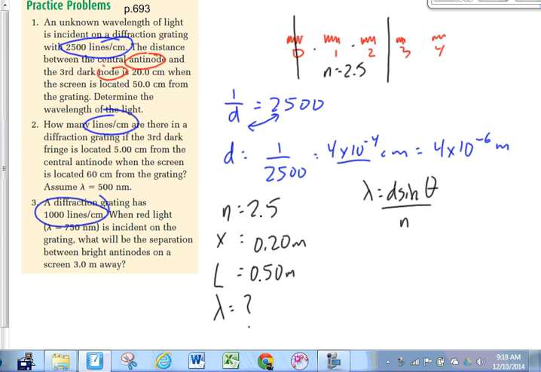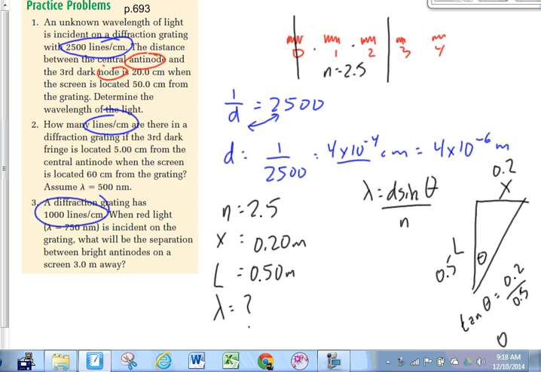We don't know what theta is, though. Well, let's draw it out. Here's L. Here's X. We know what the value of L is, 0.5. We know what the value of X is, 0.2. We want to find the value of theta right here. So we're going to say tan theta is equal to opposite over adjacent, 0.2 over 0.5. Or theta is the inverse tan of 0.2 over 0.5. What's that equal, guys? The inverse tan of 0.4. 21.8 degrees, clearly over our 10-degree threshold, right?